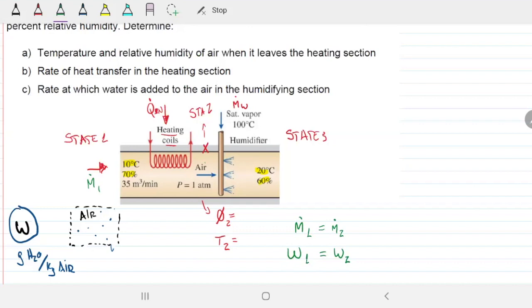From state 2 to 3, however, our mass of water is increasing, right? Because we're putting water into the system. So that's going to change.